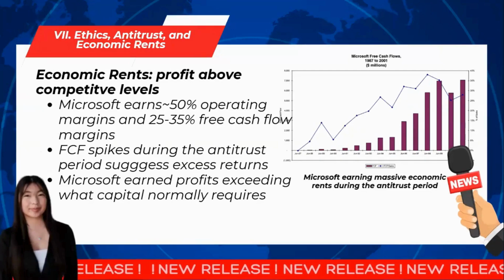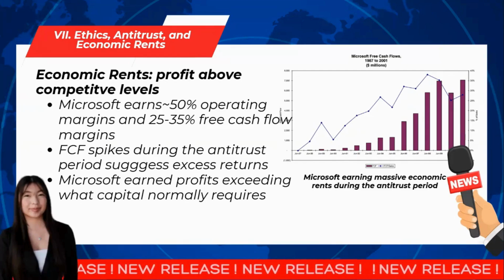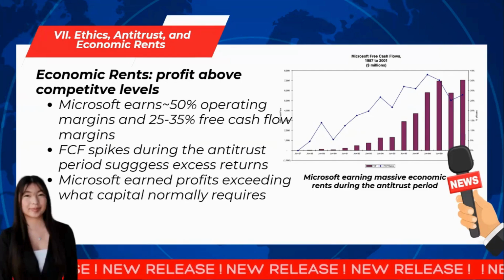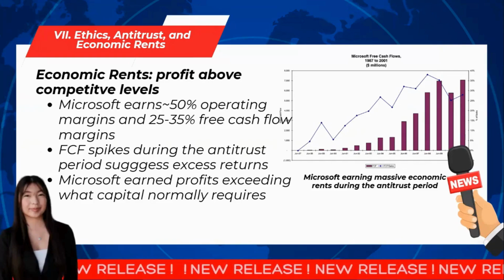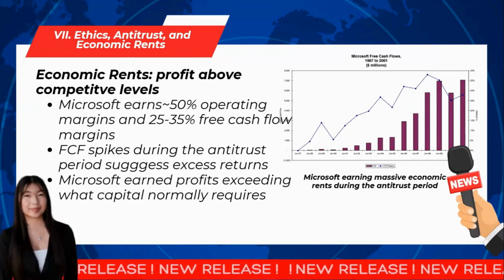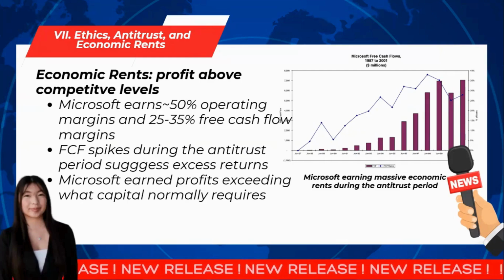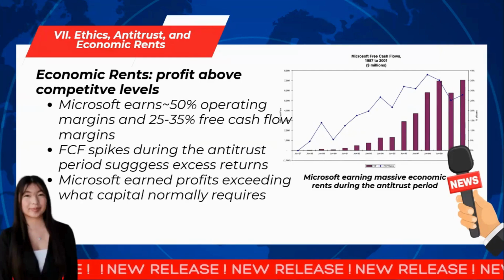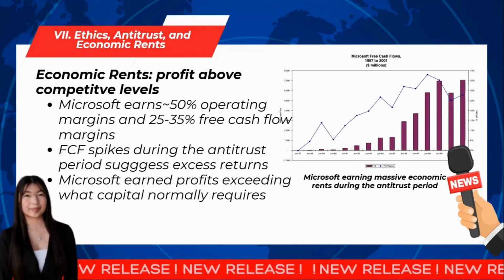Economic rent is defined as profit above competitive levels, and Microsoft is able to earn returns above the competitive level as they have high operating margins reaching around 50%, with free cash flow margins of 25 to 35%, which rose dramatically during their anti-competitive period. The FCF spikes during the antitrust period also suggest excess returns.